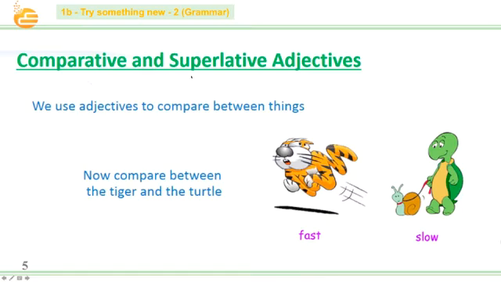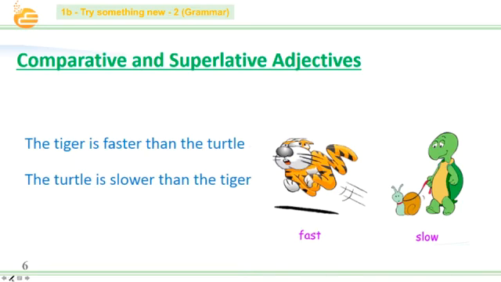Okay, comparative and superlative adjectives. We use adjectives to compare between things. Okay? Now compare between the tiger and the turtle. Compare between them two.